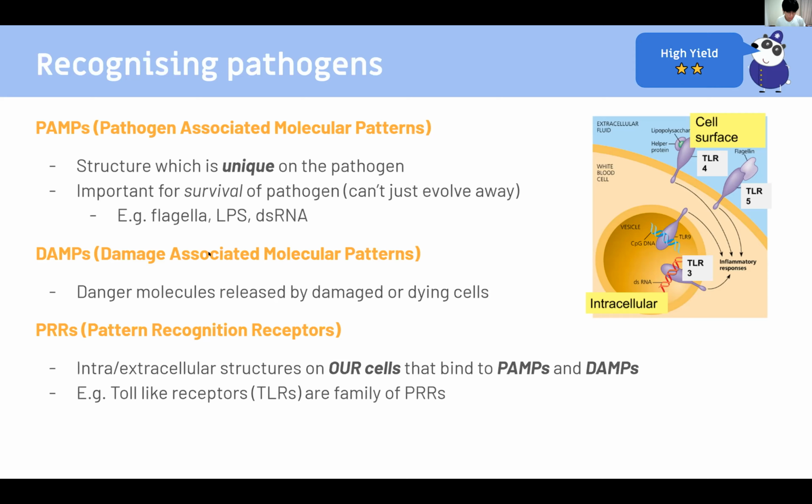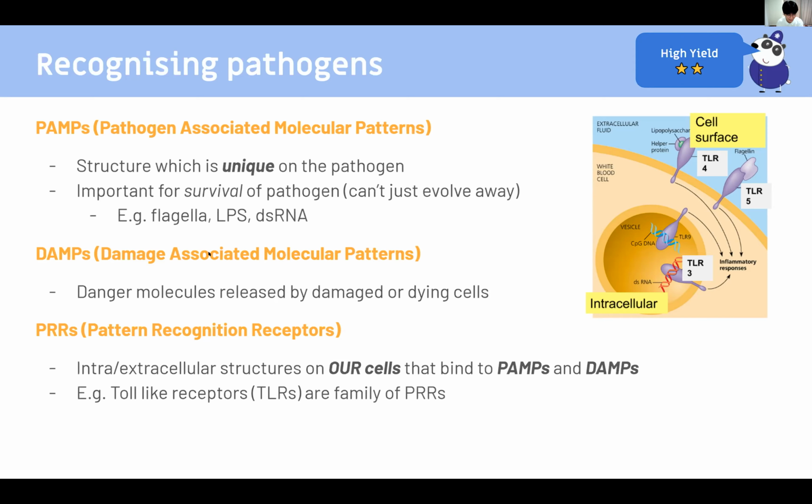And then there's DAMPs, damage-associated molecular patterns, and they are basically danger molecules released by damaged or dying cells, basically our body cells. So when they are being infected or they're about to die, they will release these danger molecules, which will allow us to tell that there's pathogens around.